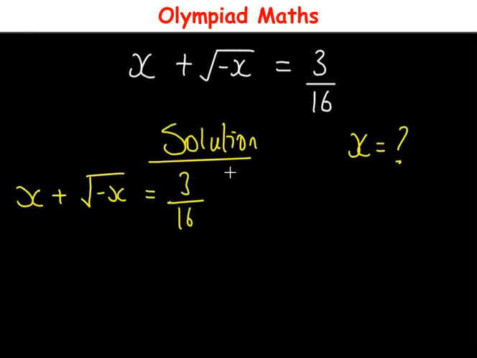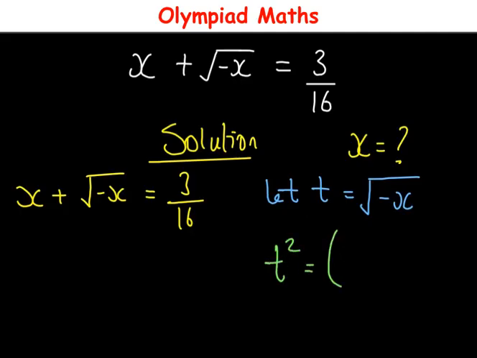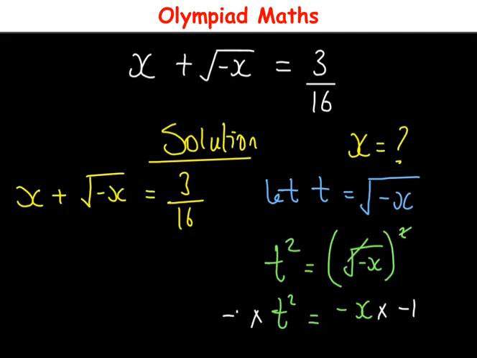The first thing we're going to do is to say let t equal root minus x, such that if we solve this equation, we're going to first of all square this equation. This becomes t squared is equal to, in brackets, root minus x all squared. And from here, t squared is equal to, the square will cancel the square root, we have minus x. We can then multiply this by minus 1, such that we have minus 1 times t squared is minus t squared is equal to minus x times minus 1 is x.